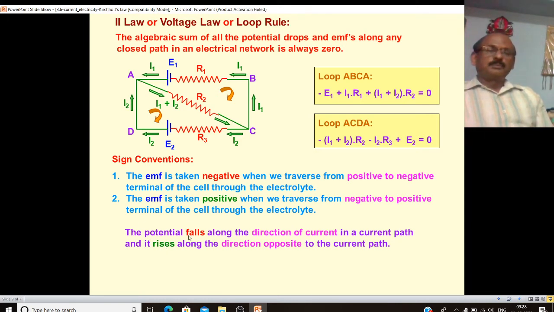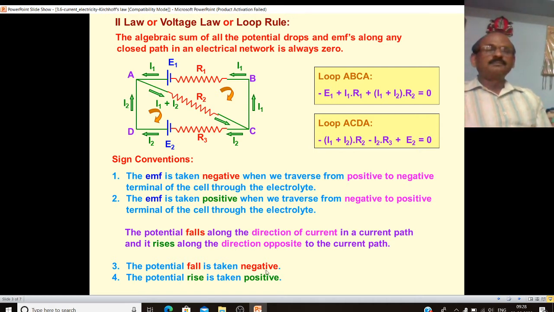Now the potential falls along the direction of current in a circuit path. It rises along the direction opposite to the current path. The potential fall is taken as negative. If we move from B to A and the current is also moving from B to A, then B is at higher potential and this point is at lower potential, so finally we are reaching lower potential. So the potential drop across R2 will be taken as negative.